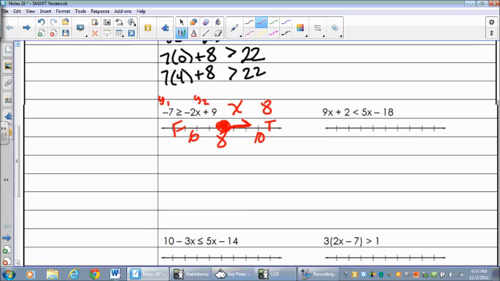Make sure you put an arrow. And now, to answer my equation here, if I'm shading to the right, that means the answers are like 9, 10, 11, and 12, and these numbers are all bigger than 8. Therefore, we put the greater than symbol. And there's your solution.